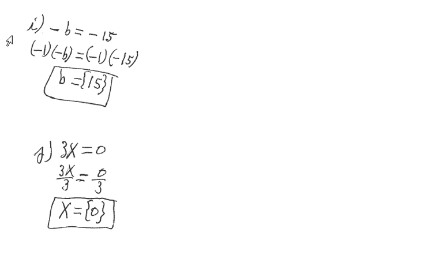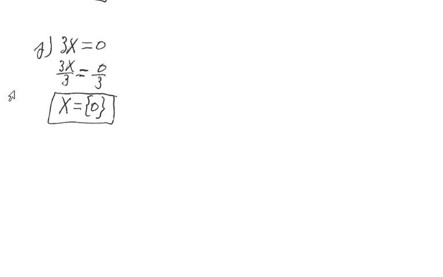I. In a similar manner as the previous example, we're going to multiply both sides of this equation by -1, because the only thing we need to do is to change the sign of the left member. So we'll multiply both sides by -1, and therefore b is equal to positive 15.